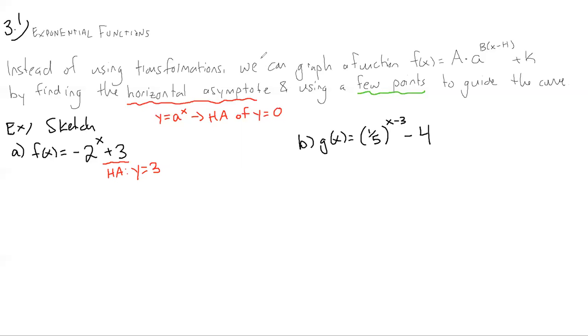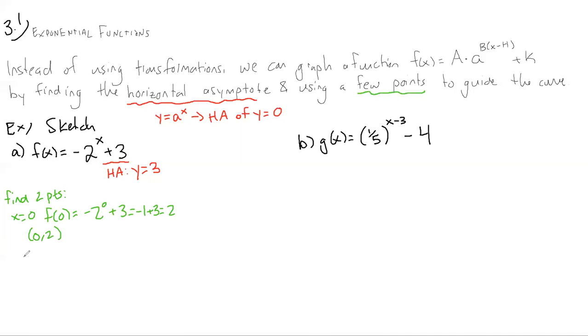Next, what I'm going to do is just find 2 points. I'm going to plug in 2 easy numbers. So let's say x equals 0. f of 0 is -2 to the 0 plus 3. Just be careful with your algebra, but 2 to the 0 is 1, and so it's -1 plus 3, which is 2. So I've got a point at 0 and 2.